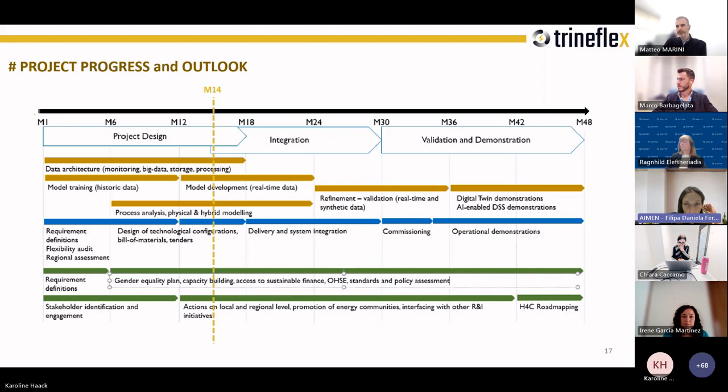Well, I just want to say that in parallel to all these technical actions, we have other important actions, which are represented here at the bottom in green, which regard horizontal activities, such as stakeholder engagement, regional assessment on the availability of local energy, fuels and storage, and for instance, the development of a gender equality plan, among others.